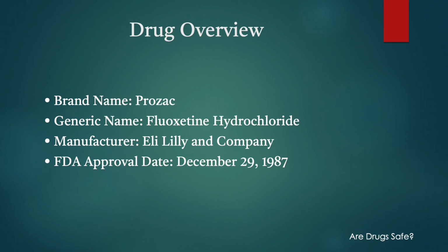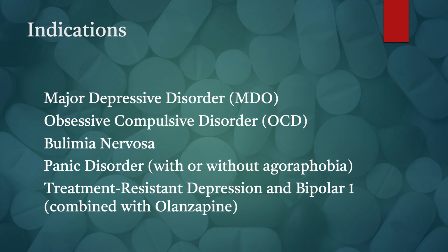So an overview of Prozac: the brand name is Prozac and the generic name is fluoxetine hydrochloride. It was created by the Eli Lilly company and the FDA approved it in 1987. The indications of this drug are for major depressive disorder, obsessive compulsive disorder, bulimia nervosa, panic disorders, and treatment-resistant depression and bipolar disorder combined with olanzapine.